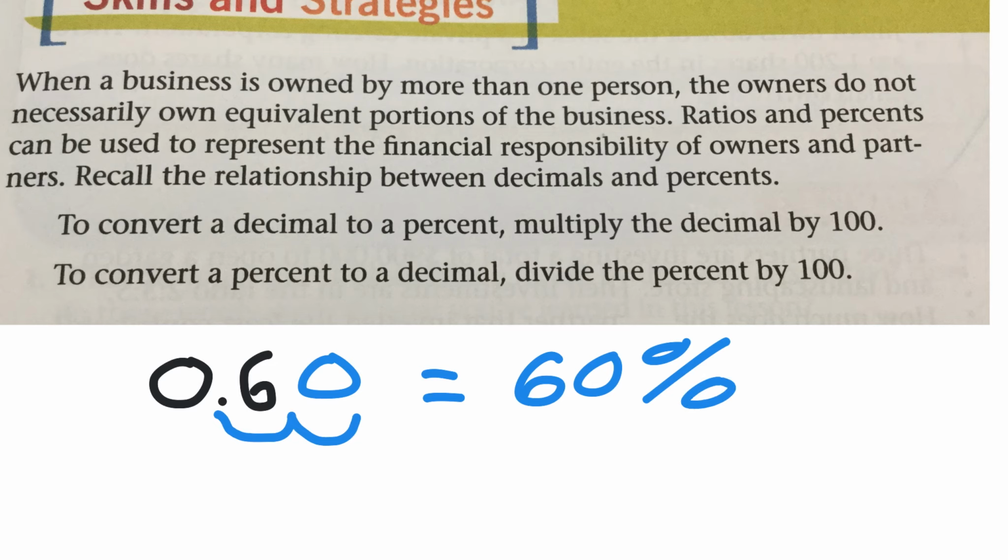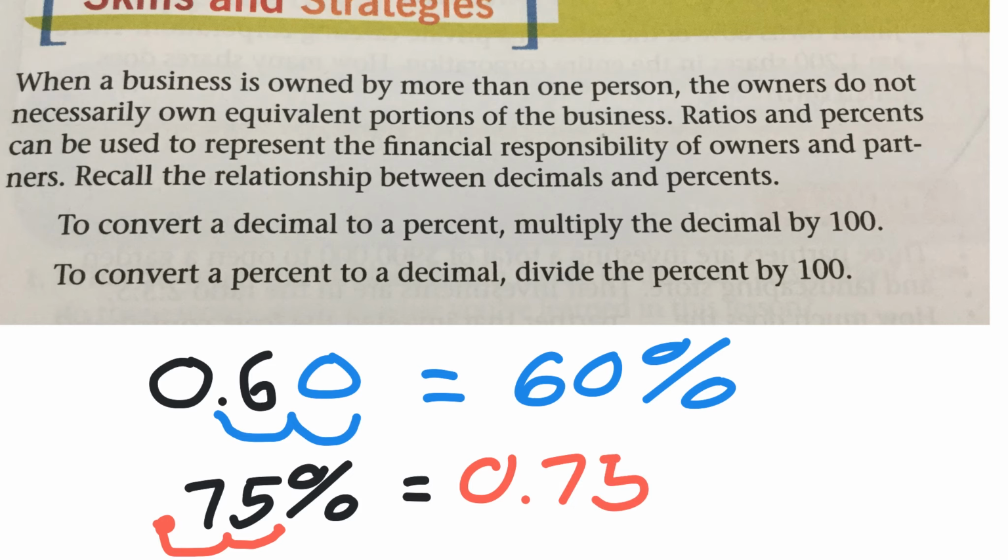And then vice versa, if you're given a percent and you want to turn it into a decimal. So if somebody owns 75% of a business, to turn that into a decimal, I would move the decimal two places to the left or divide by 100. And that gives me 0.75. So to go from a decimal to a percent, two places to the right. To go from a percent to a decimal, two places to the left.